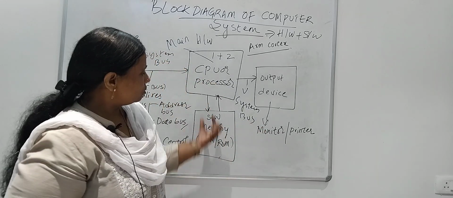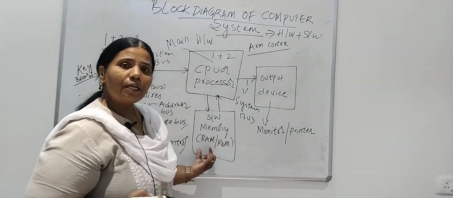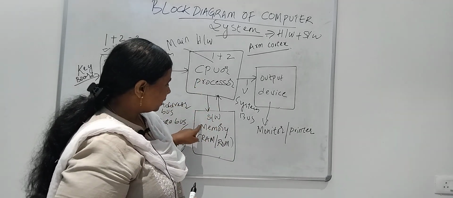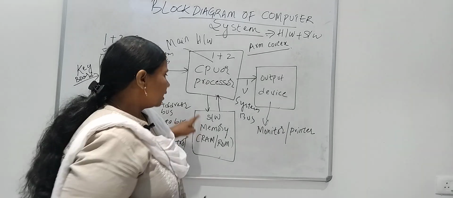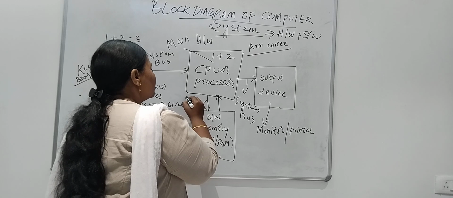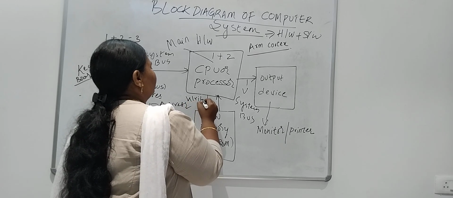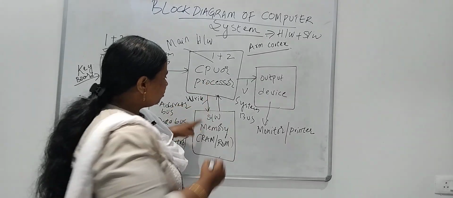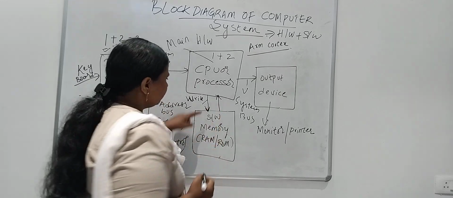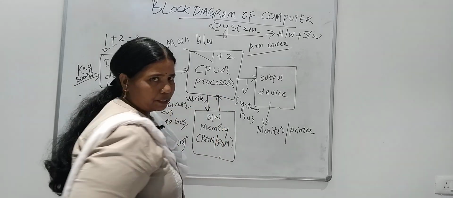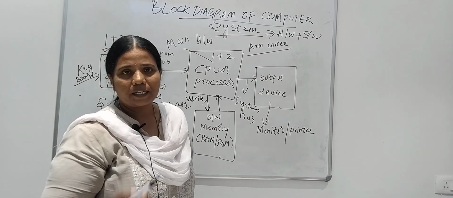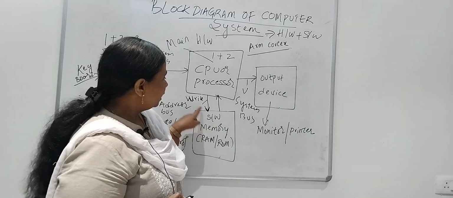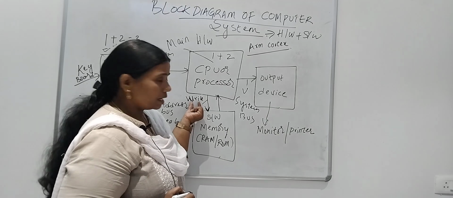And this CPU is also connected to the memory. That memory can be either RAM or ROM. Your CPU can send data to your memory. If you send the data, it is called a write operation. When your CPU places data in memory, the arrow is shown inward. I already told you in my previous video how data is sent or received. Once the data is sent by the CPU, it is called a write operation.